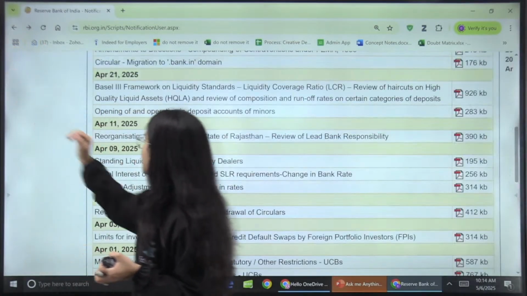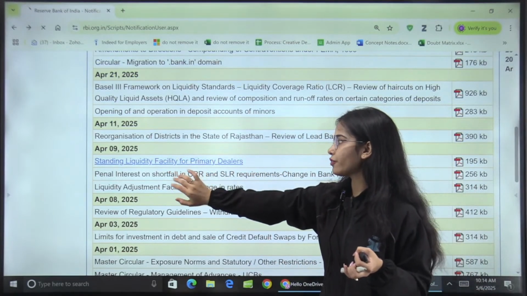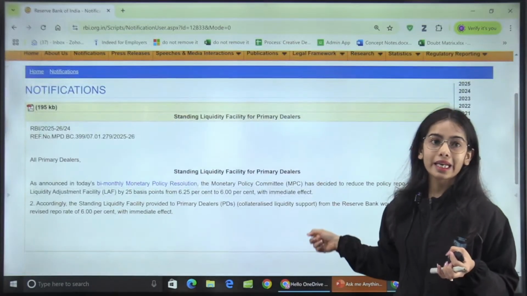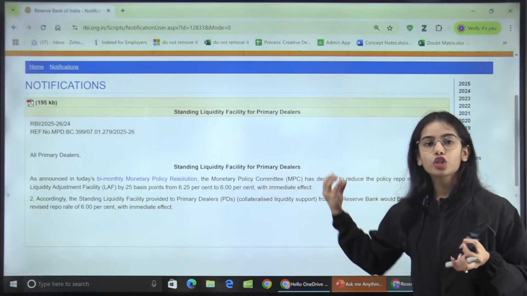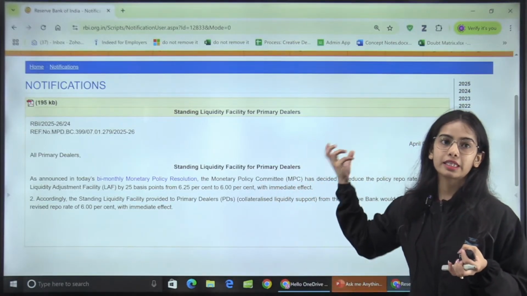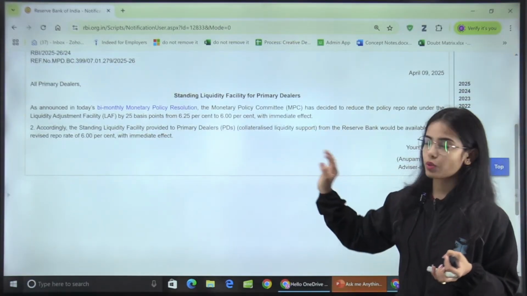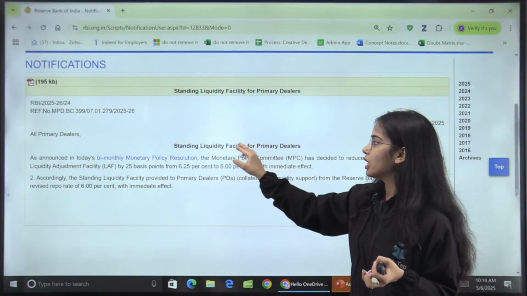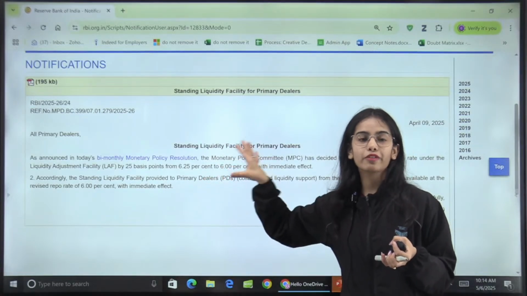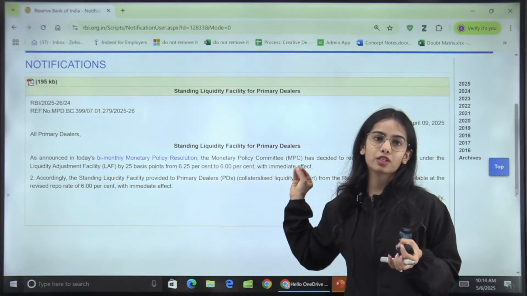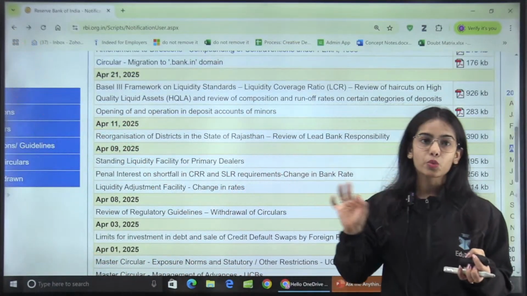Okay, so these are the related articles. The standing liquidity facility for primary dealers is at the repo rate. So if the repo rate is decreased, the standing liquidity facility rate is also decreased. That was the whole idea. Primary dealers can take a loan under the standing liquidity facility from the Reserve Bank of India at the repo rate. If the repo rate is 6%, the rate is also 6%. That's it. So these are notifications that are important, but they are just one-liners.